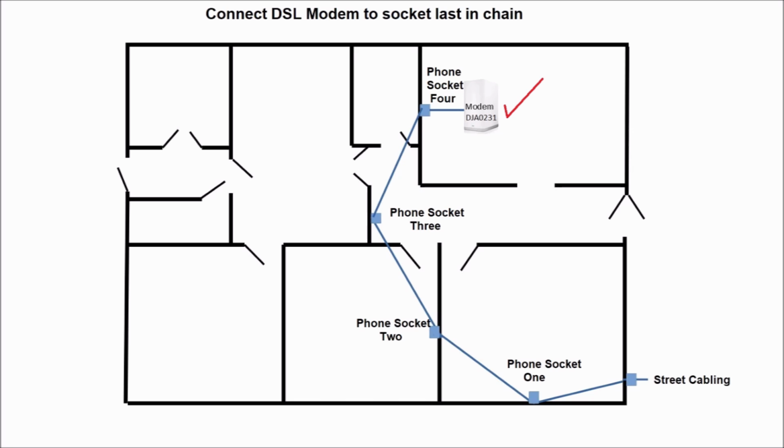These tests show that you get the fastest speed on a DSL connection when there is only one phone socket. And if you have more than one phone socket, you should choose the socket that gives the best speed. And this is usually the socket furthest from the street cabling.